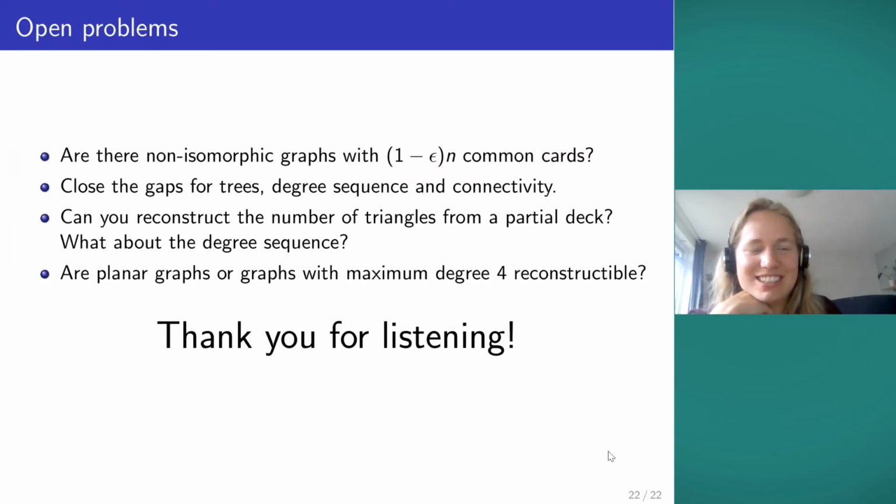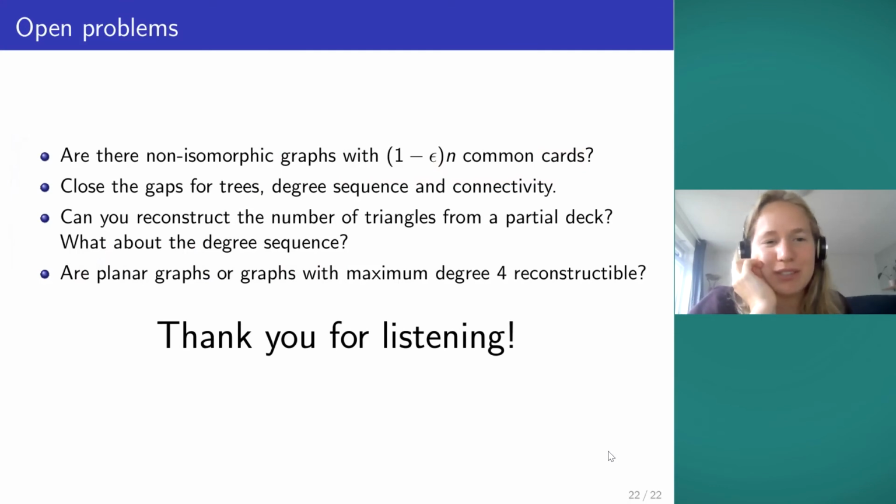So it's somewhat interesting that even with 2 or 3 cards missing, we don't know how to reconstruct the degree sequence. But if you give any 3 cards in general, that should be enough to get the whole graph. I mean, not for all graphs, but for most graphs. But in general, it's also not very well understood how many cards you would need.